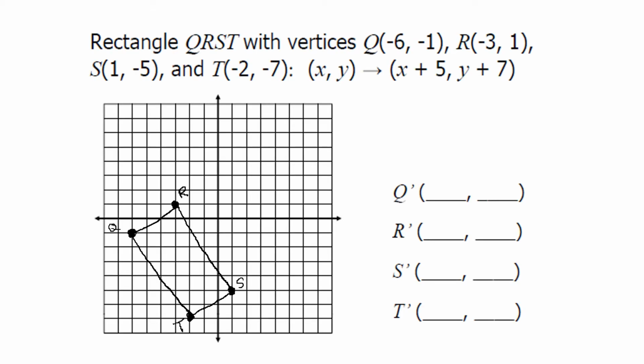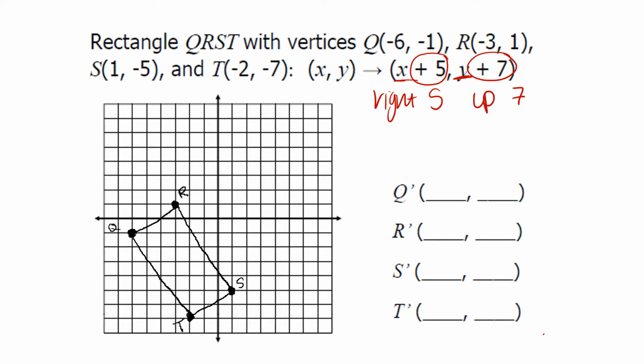So for this problem, we have rectangle QRST with the vertices Q at -6, -1, R at -3, 1, S at 1, -5, and T at -2, -7. And it's already been graphed for you. Now, we can look at our points and see that we are going to do the x coordinate, so that's going to be either left or right, and it's a +5. So we're going to go right 5. The y coordinate is a +7, so we're going to go up 7.